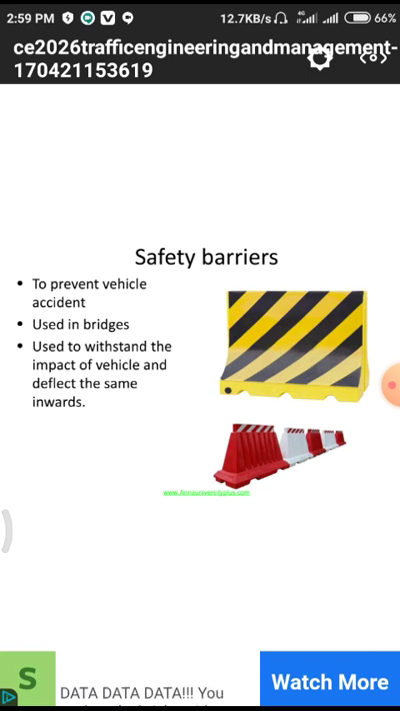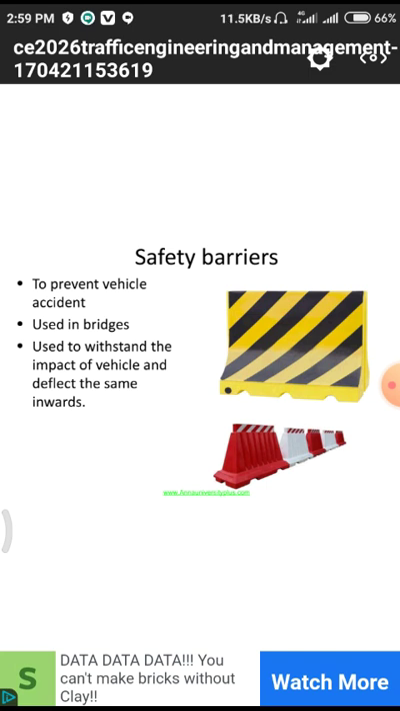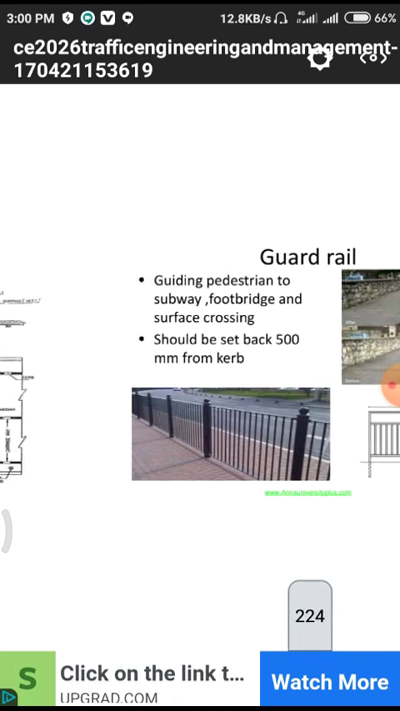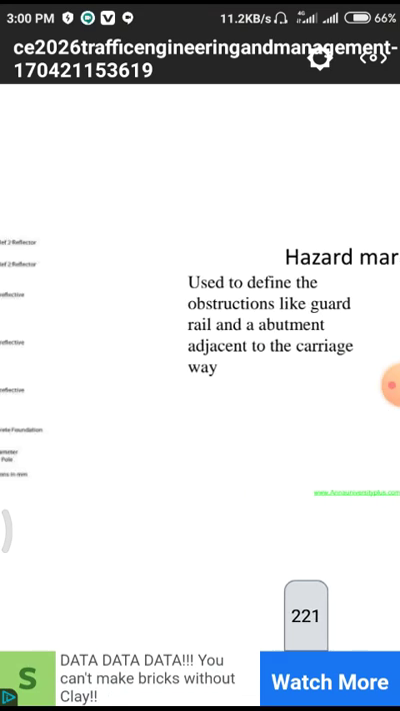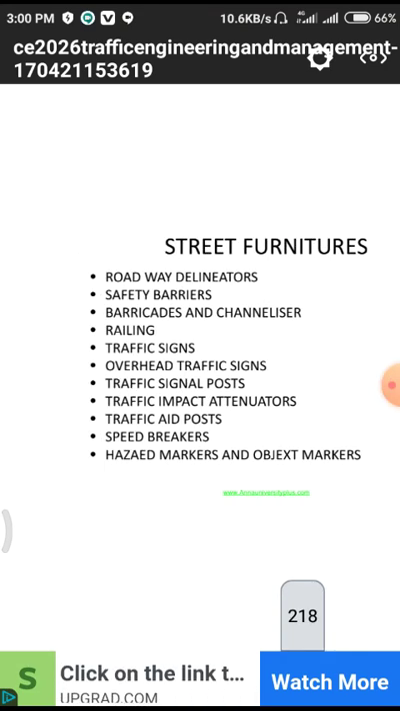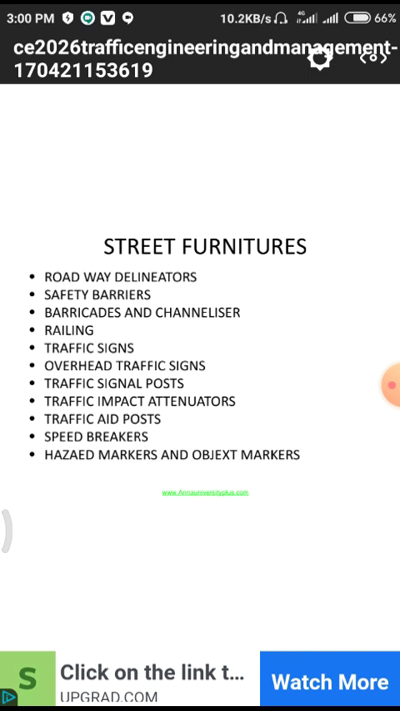It will give a direct route to the two ways, used to withstand the impact of the vehicle and deflect the same inwards, so that it will absorb some impact when the vehicle deflects inwards. These are the major important things we normally use. After that there are also some other things, which we will explain in the next class. All those come under street furniture, where we observed safety barriers, railings and speed breakers. Only three things in this particular safety furniture were observed.